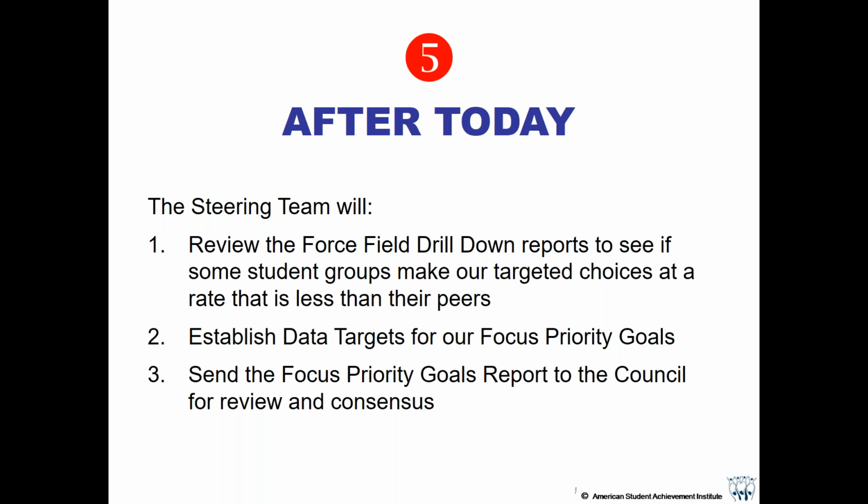And then finally, once we've done those 2 things, we will send to the council members a copy of the Focus Priority Goals report. That report lists your focus priority goals. It also lists the root causes for each of them and the data targets for each of them. So it's one report. You don't have to create it. You just push a button and it will come out after you've done all the data entry.